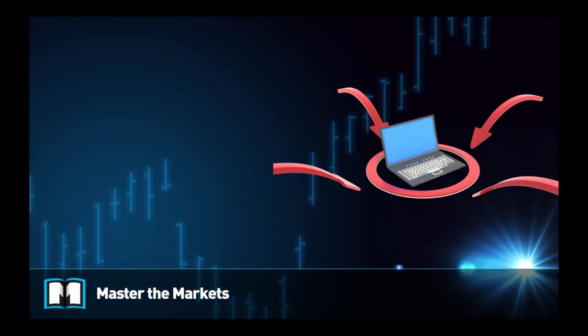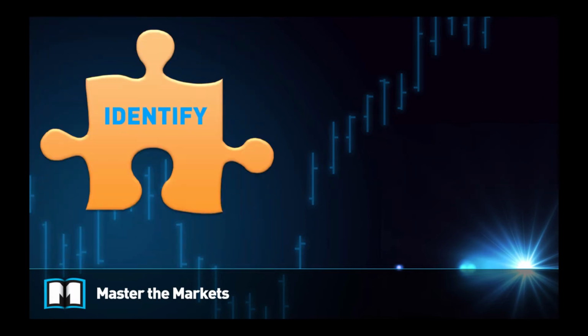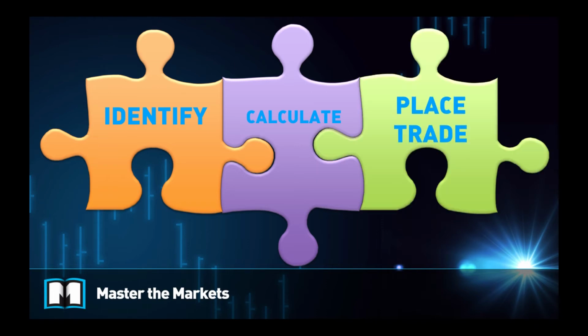Okay, let's move forward then. Now we've understood the profiles and how to use them, towards the technology exercises. The technology exercises are going to be split into 3 key sections. First of all, you will learn to identify the trade setup, and we're going to practice identifying. Then we're going to learn how to calculate the position sizes and the various things that go around the trade before we can get involved in it. And then finally, you're going to place the trade. Those are the 3 key sections that we're going to cover.